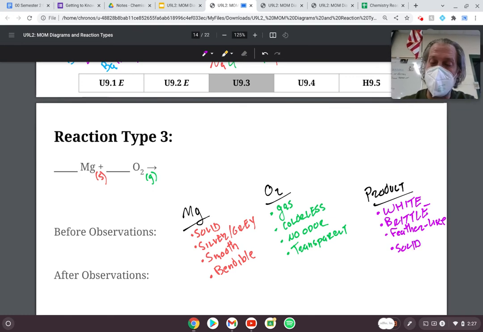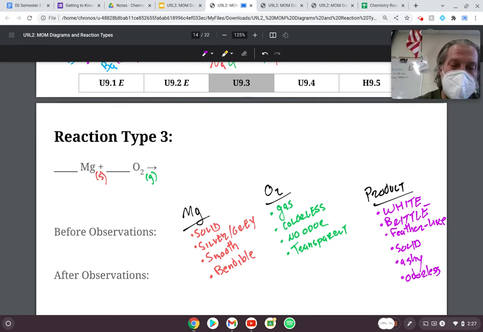I usually lead with that. No, it does not have an odor, so we'll say odorless. So here we produced a white solid.